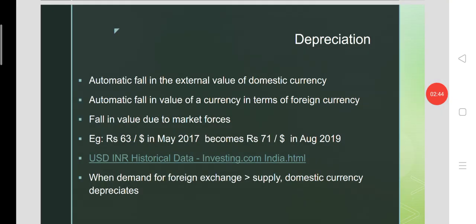So depreciation could happen when the demand for foreign currency is greater than the supply of foreign currency in a nation. For example, Indian rupee has been on depreciation as the demand for US dollar and other international currencies are greater than their supply in India. So Indian rupee has been on depreciation.